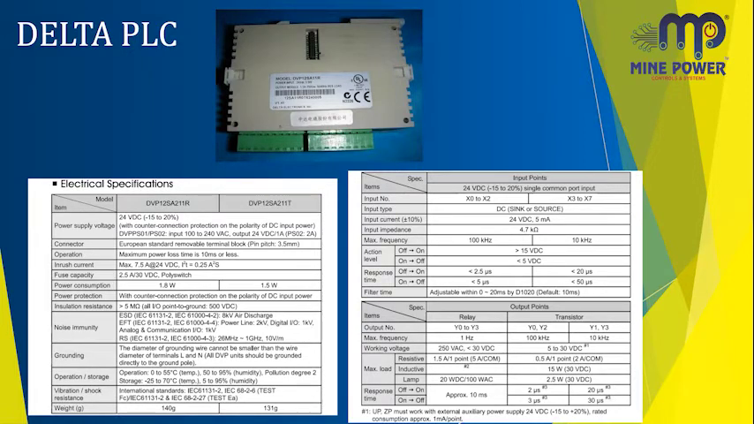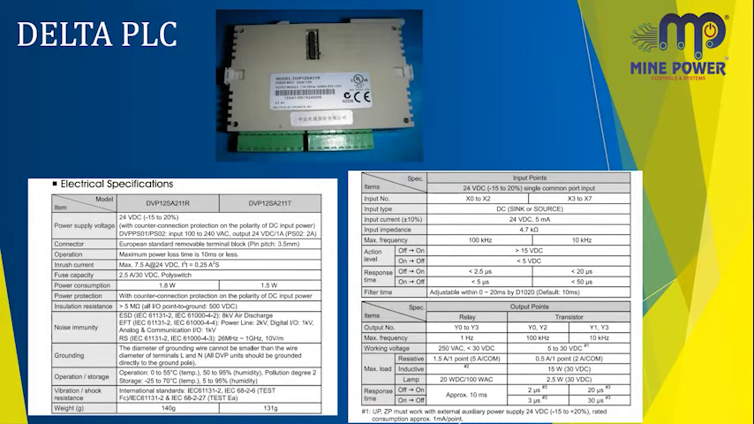This is the electrical specification of the PLC. The item is the DVP 12 model number, and DVP 12SA 211T. These are the model numbers. Power supply voltage is 24 volt DC. We can use it normally.